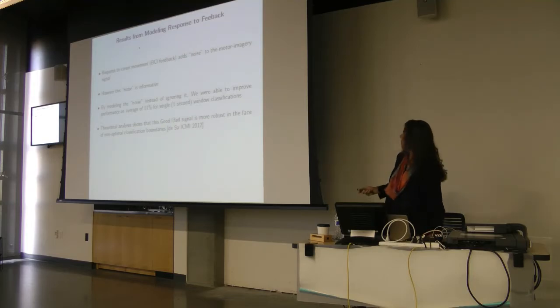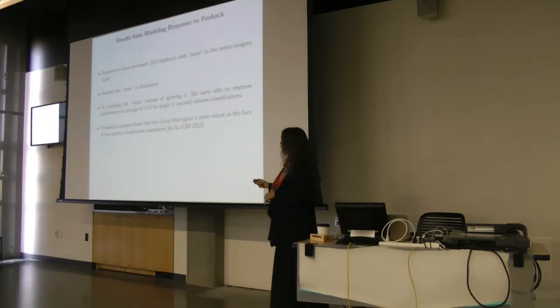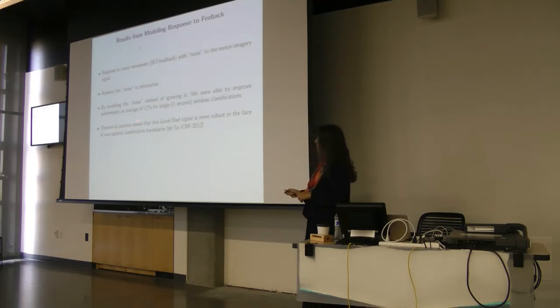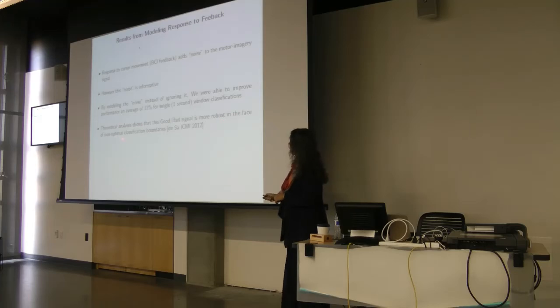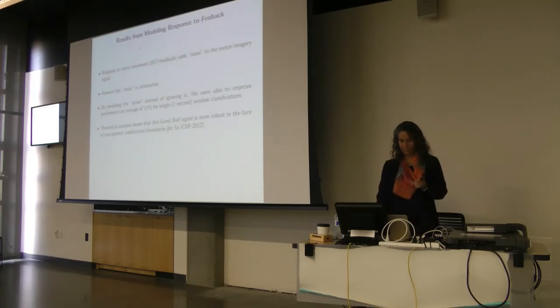Okay, so the response to cursor movement adds noise to the motor imagery signal. However, this noise is informative. By modeling it instead of ignoring it, we were able to improve performance an average of 11% for single-trial classification, in this case using 1-second windows. The theoretical analyses also show that this good-bad signal is more robust in the face of non-optimal classification boundaries. This is a subtle point that hopefully I can get across in a few minutes.